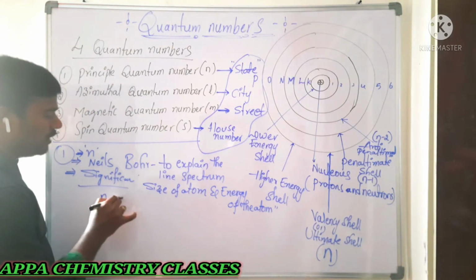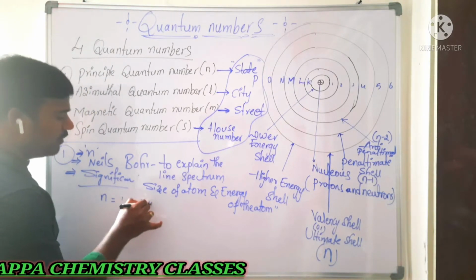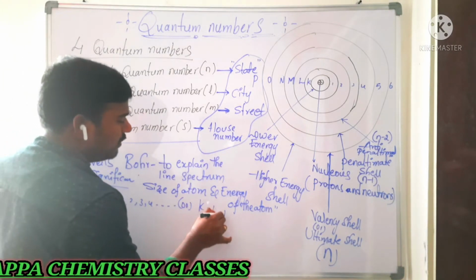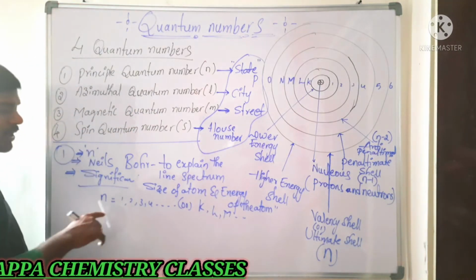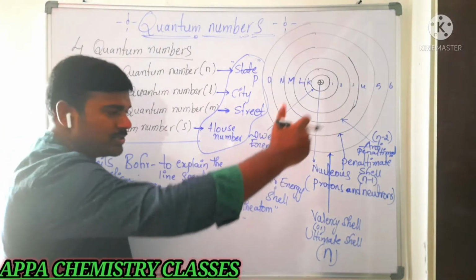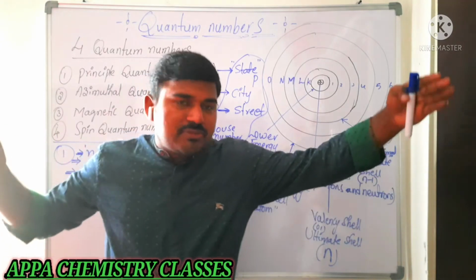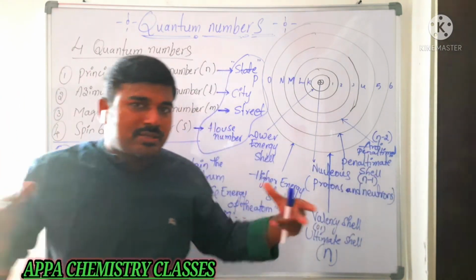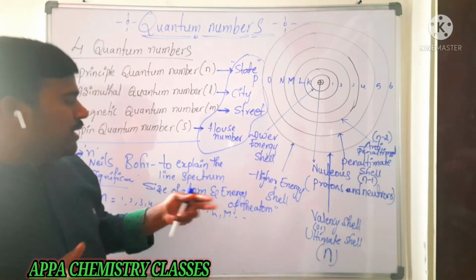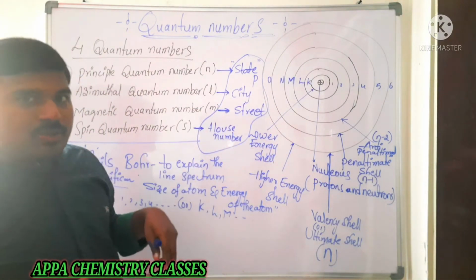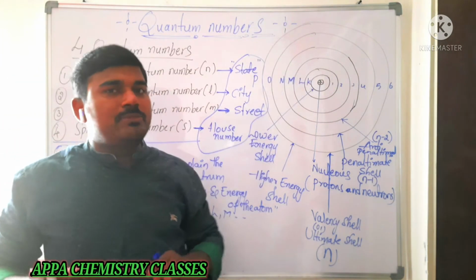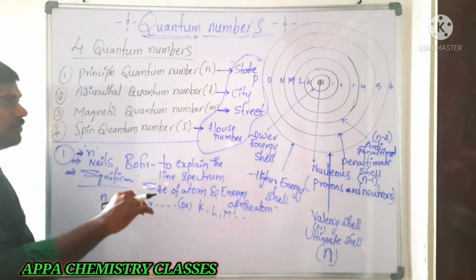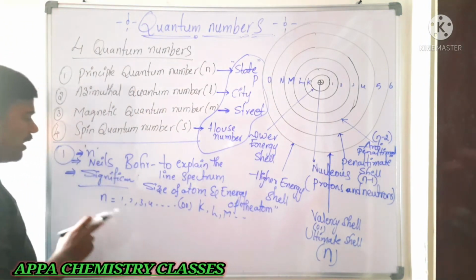The principal quantum number is indicated with 1, 2, 3, 4, and so on, or else it is also indicated with K, L, M, N, and so on. These are energy cells. As the number of energy cells increases, the size of the atom increases. That is, the energy of the atom also increases. When the electron is far from the nucleus, it has more energy compared to when it is present at the nucleus. Okay? Is that clear?